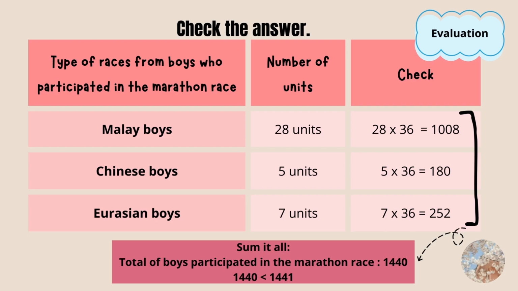We know that the total of boys participating in the marathon race is less than 1,441. When we sum up all the values for the boys, we get 1,440, which is less than 1,441. So the concept of computational thinking involved in this method is evaluation.